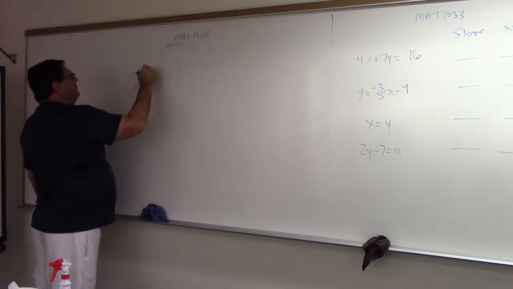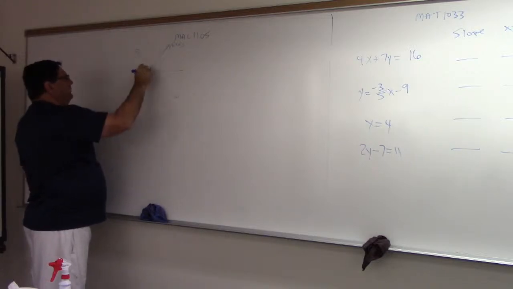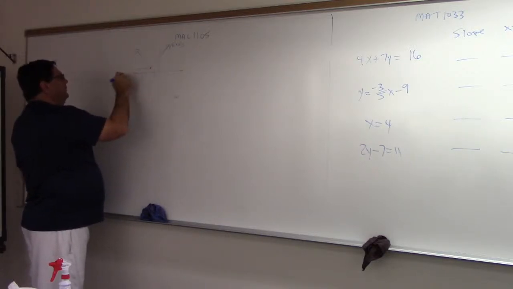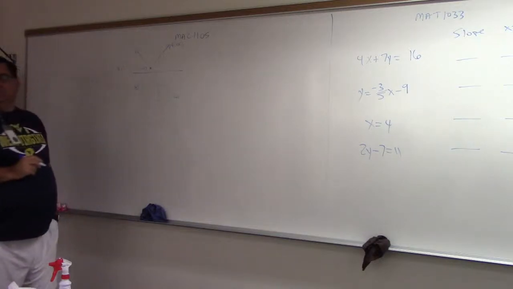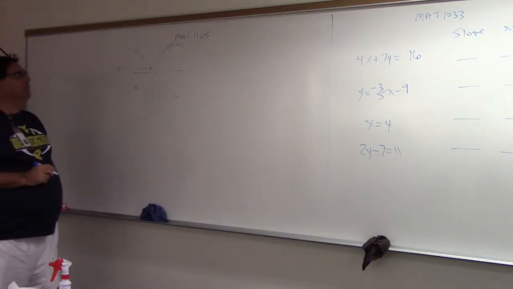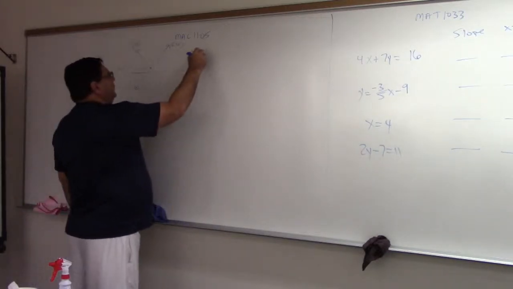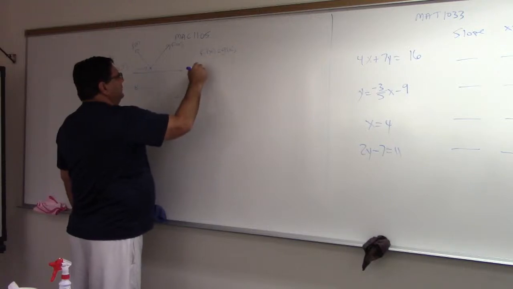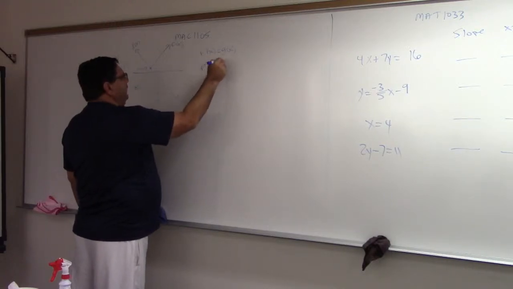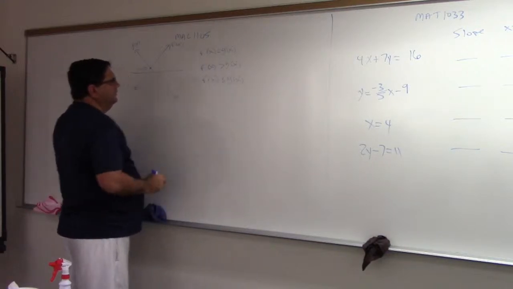This is f of x. This is g of x. This is the point -2, 1. When is f of x equal to g of x? When is f of x greater than g of x? When is f of x less than or equal to g of x?